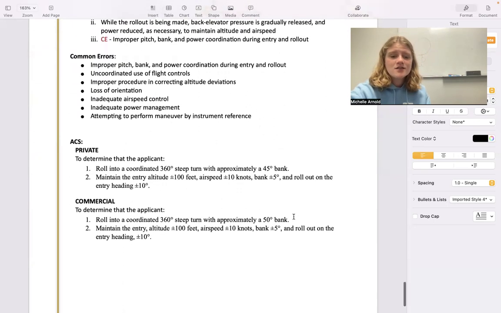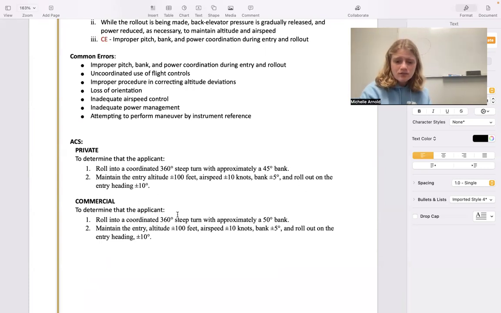So the ACS standards, for private: roll into a coordinated 360-degree steep turn, which is with approximately 45 degrees of bank. You want to maintain the entry altitude plus or minus 100 feet, your airspeed plus or minus 10 knots, and your bank plus or minus 5 degrees. And you want to roll out on the entry heading plus or minus 10 degrees.